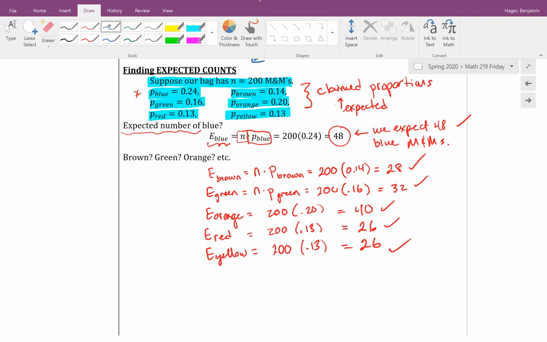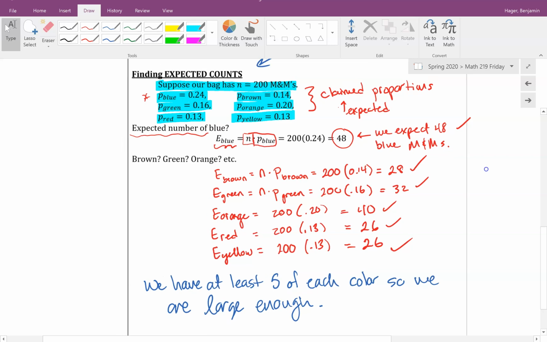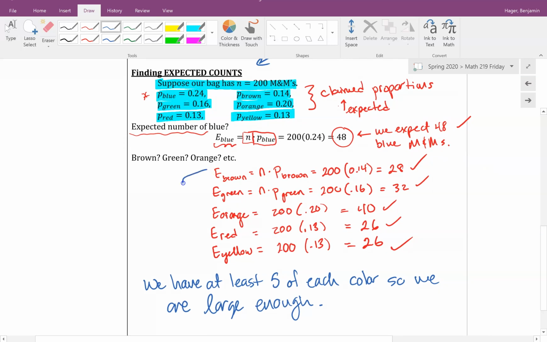So let me just make that note. We are large enough. All right. So the large enough requirement is met, and we are going to need all these numbers when it comes to actually doing step 4 on the next page.